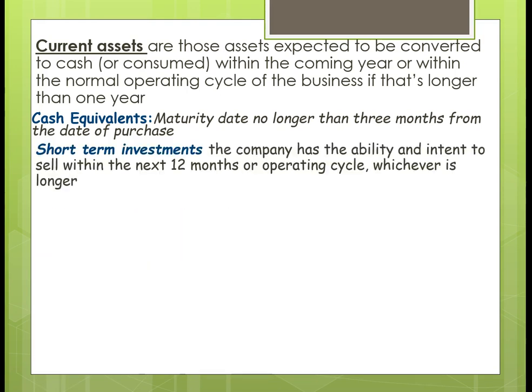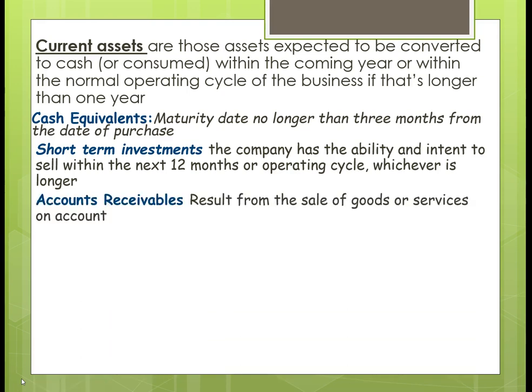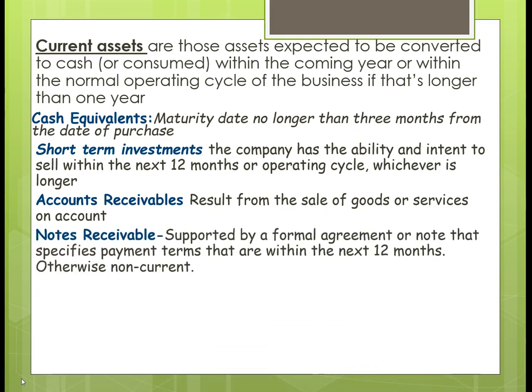Then we have short-term investments. The company has the ability and the intent to sell within the next 12 months or the operating cycle, again, whichever is longer. Accounts receivable. These result from the sale of goods or services on account. Notes receivable, supported by a formal agreement or note that specifies payment terms that are within the next 12 months. Otherwise, it would be non-current. So you can have both current and non-current notes receivable.